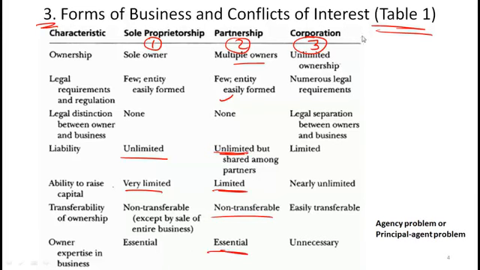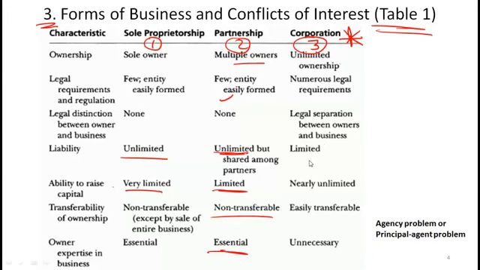And finally, corporation, which is the one we are most interested in. So ownership, unlimited ownership, you can have millions of shareholders. Legal requirements, it takes a lot of legal paperwork, legal work to set up a corporation. There is a separation between owners and the people who run the business. So owners are the shareholders, the managers run the business.